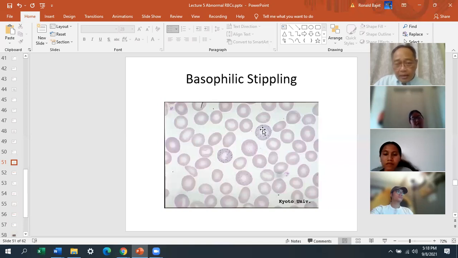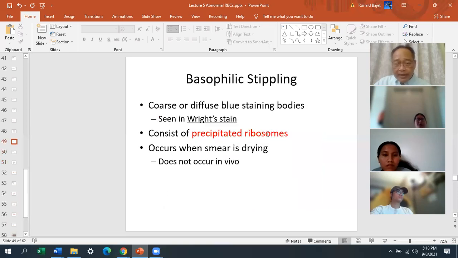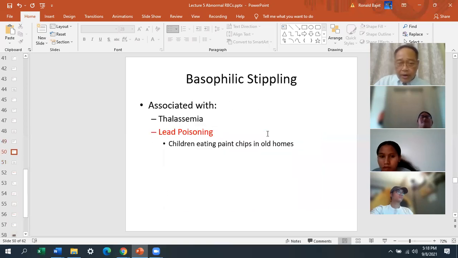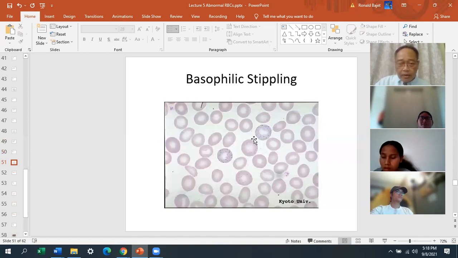But remember, basophilic stippling is precipitated ribosomes, and it's found throughout the cell. It could be lead poisoning, or it could be leukemia, but leave that to the doctor to decide. So it's very important, if you see it, to report it.